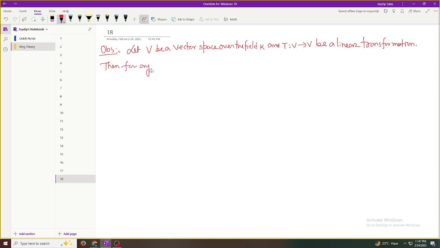Then for any polynomial g(x) in K[x], g(T)V equals g of T of V, such that V is a subspace.